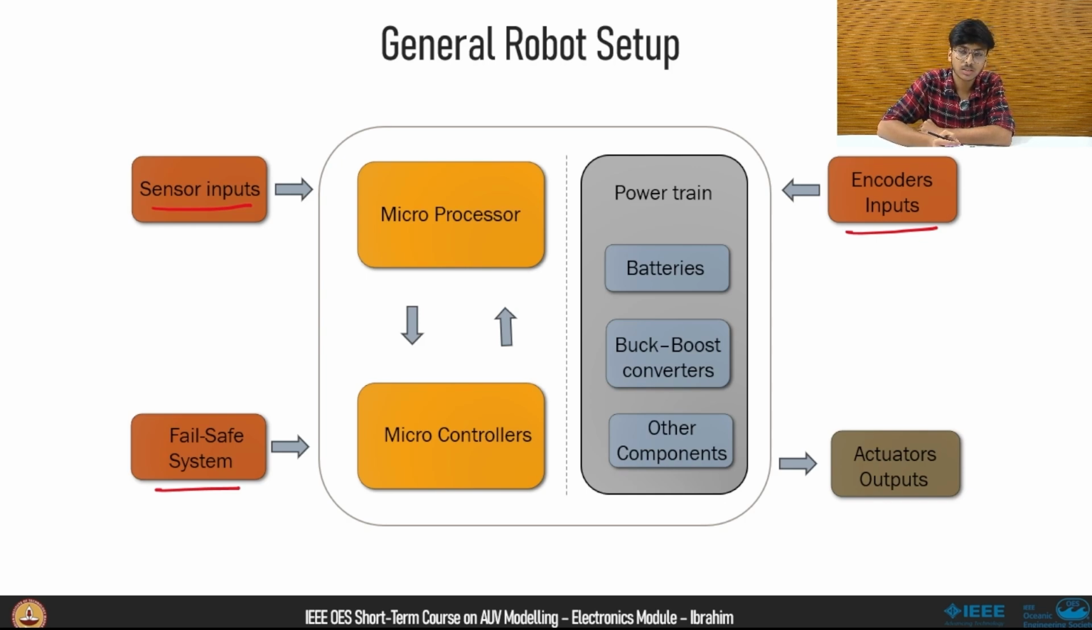Then fail-safe mechanisms are mainly there because when a robot goes out of control, the fail-safe mechanism helps you get back control of your robot.